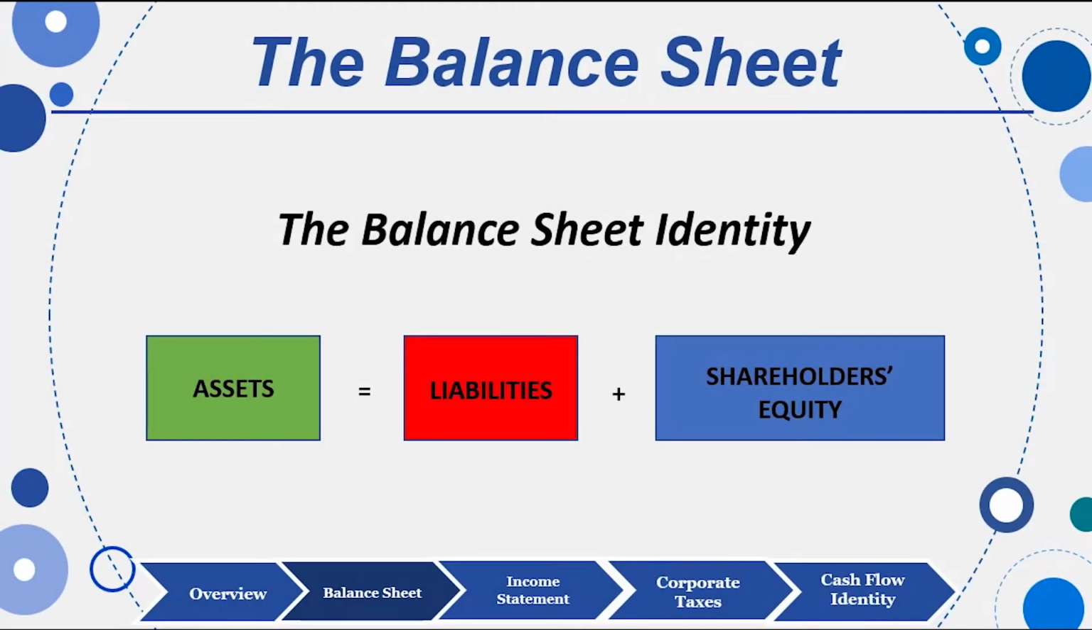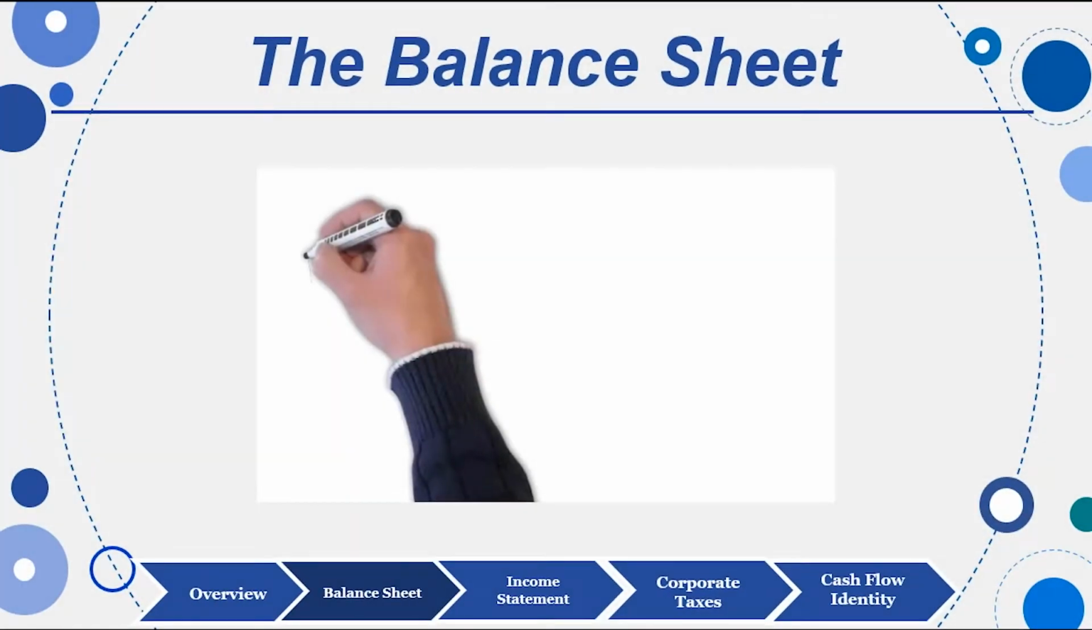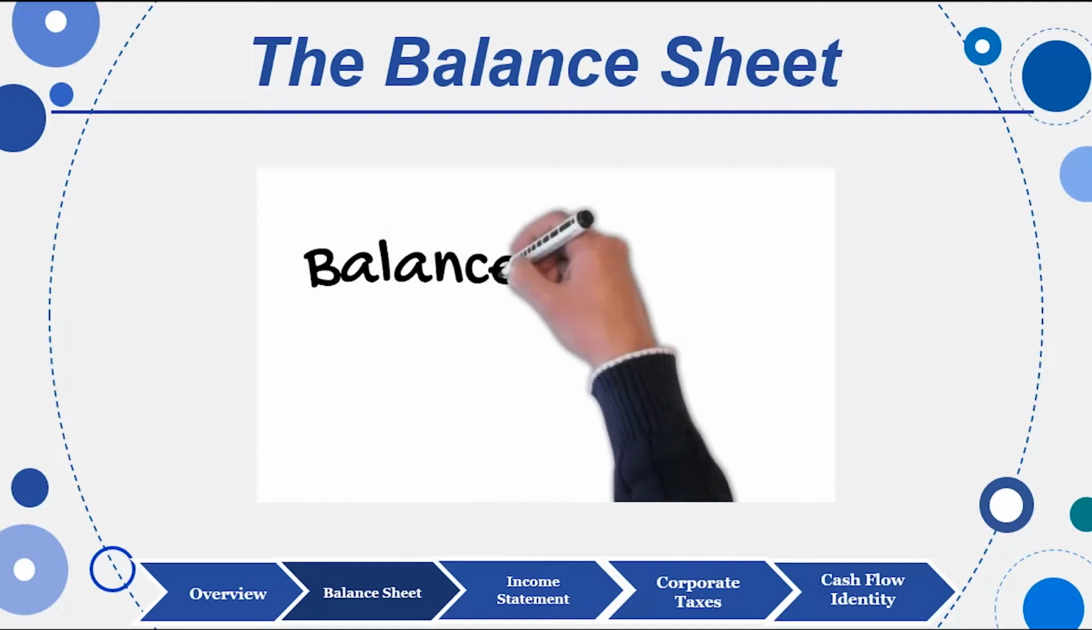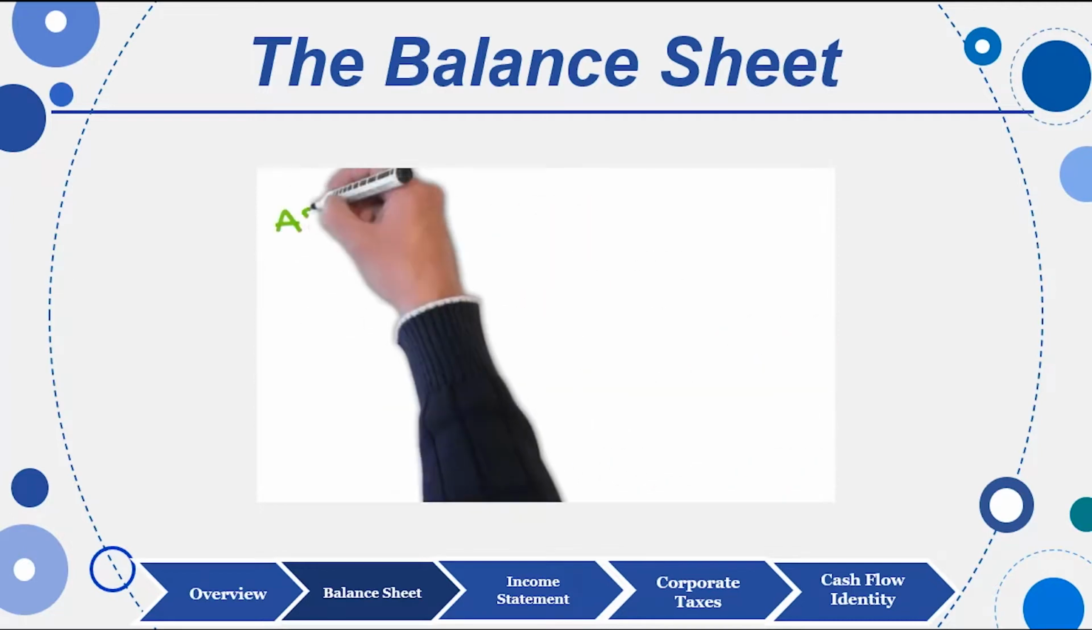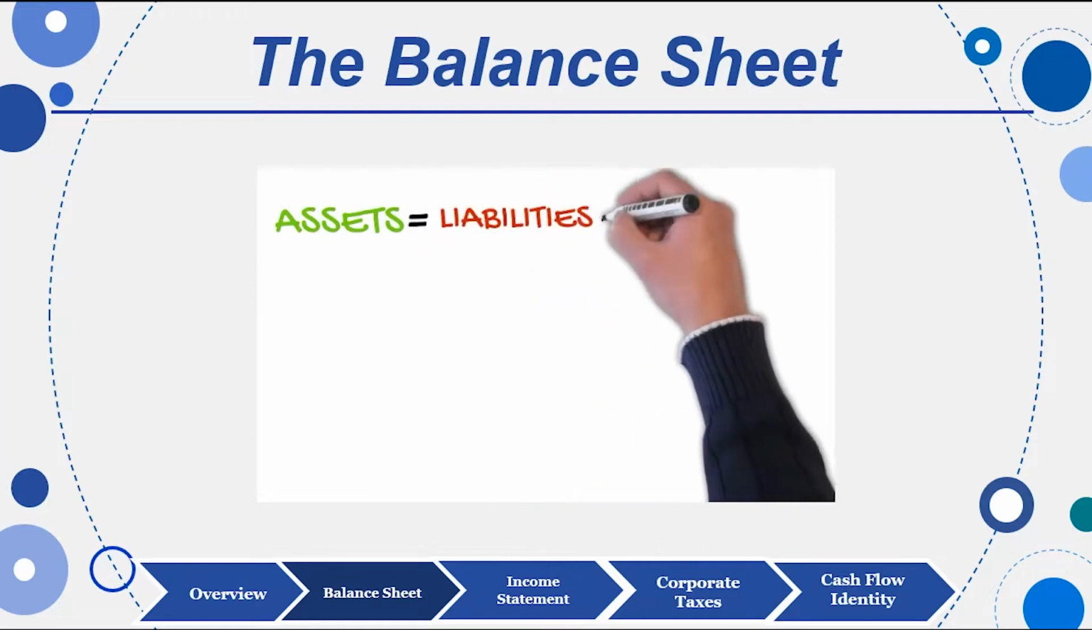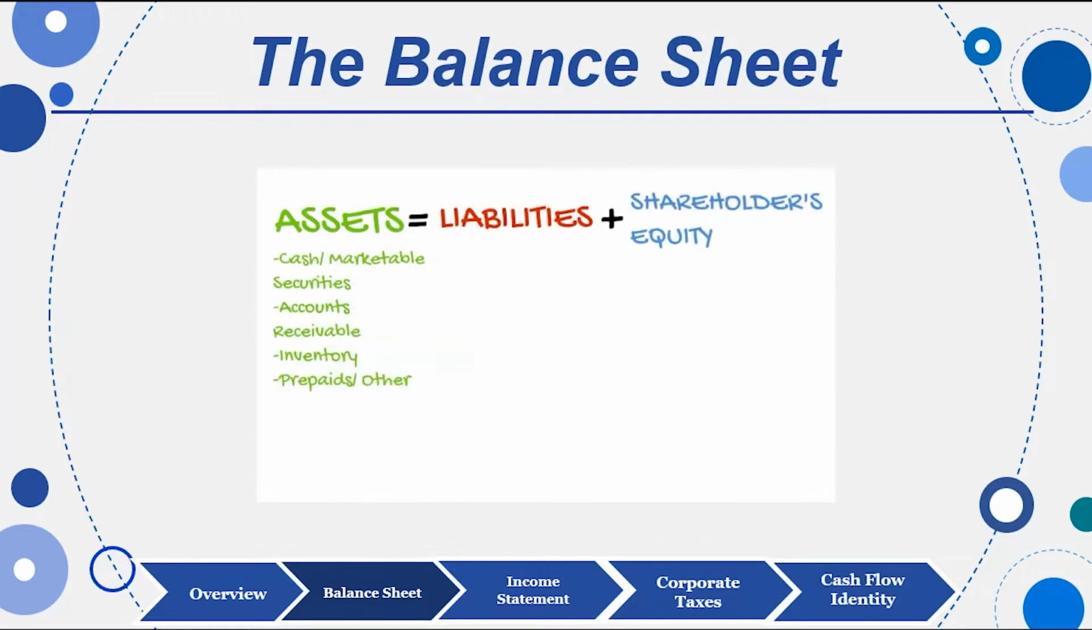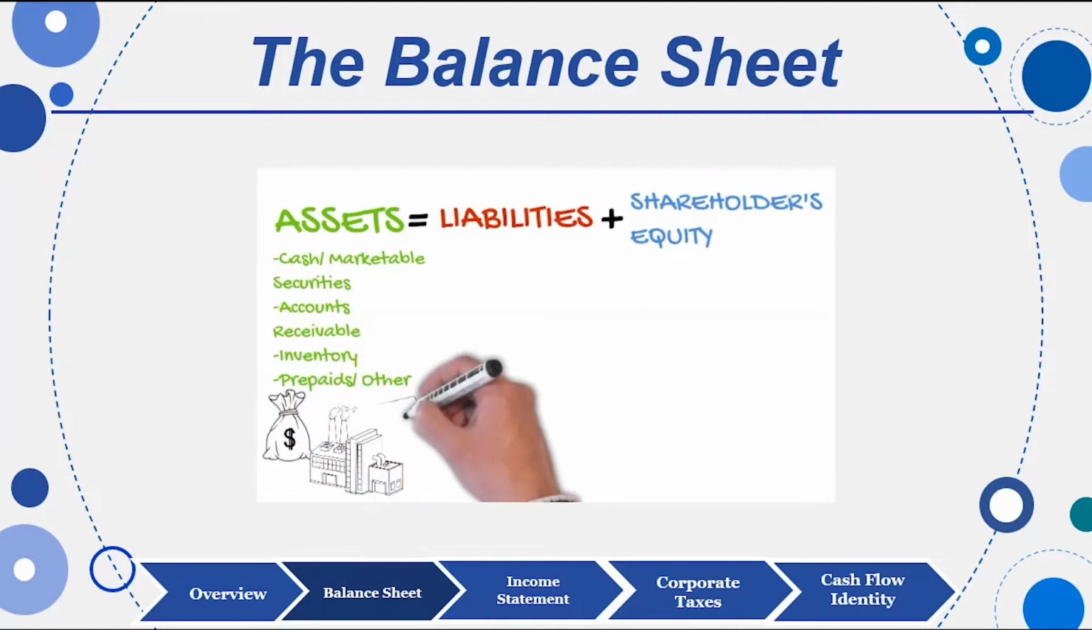The last day of the month, it's the one-day snapshot of what you own on the left, assets, and what you owe on the right, plus any residual in the form of shareholders' equity. The balance sheet equation is assets equal liabilities plus owner's equity. Again, listed in order of decreasing liquidity in all cases.